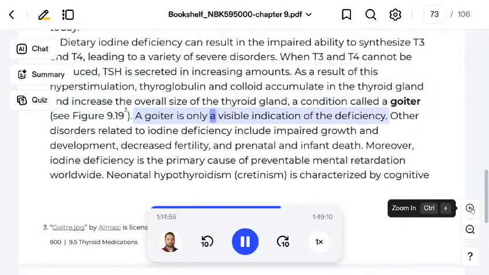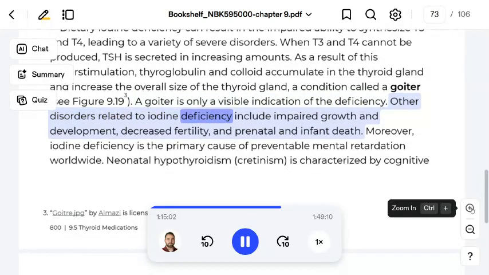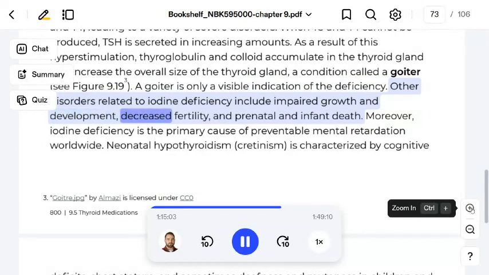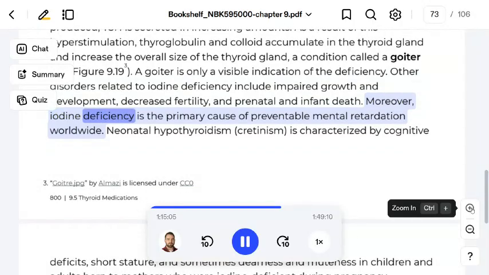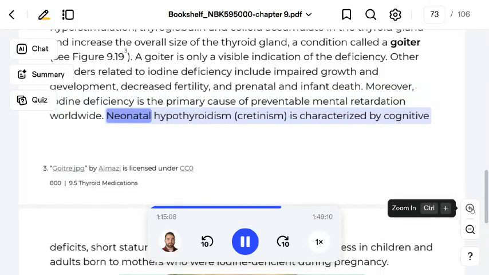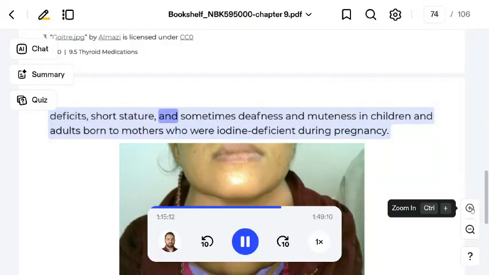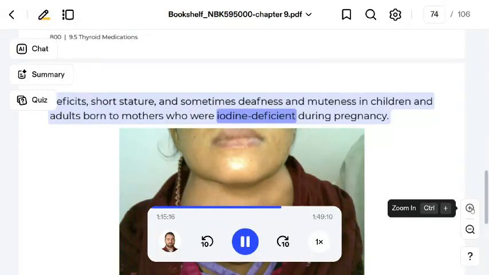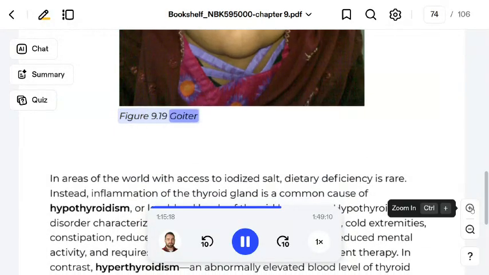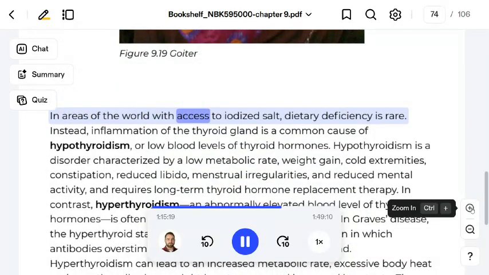A goiter is only a visible indication of the deficiency. Other disorders related to iodine deficiency include impaired growth and development, decreased fertility, and prenatal and infant death. Moreover, iodine deficiency is the primary cause of preventable mental retardation worldwide. Neonatal hypothyroidism is characterized by cognitive deficits, short stature, and sometimes deafness and muteness in children and adults born to mothers who were iodine deficient during pregnancy. Figure 9.19 Goiter.